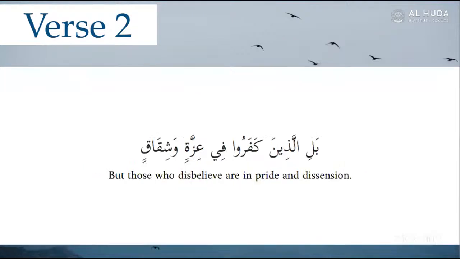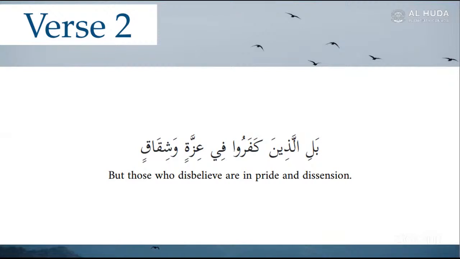And as a result of this shiqaq, they are not only preventing themselves from the way of Allah, but also preventing other people. So real izzah, real honor, praiseworthy honor, is in accepting the Qur'an as divine revelation and accepting the messenger as a person chosen by Allah to receive wahi and to guide people.